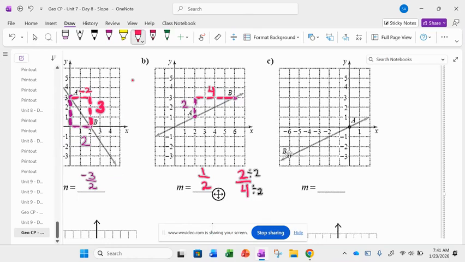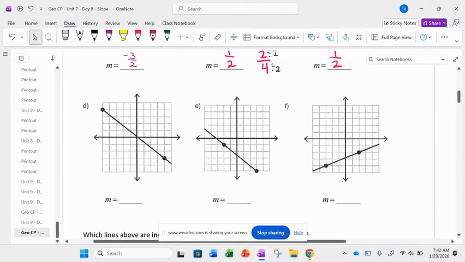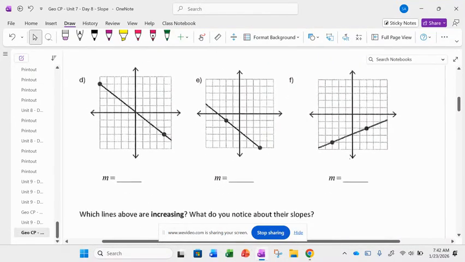Okay, so for letter C, I'm moving from B to A and I'm rising 1, 2, 3. So I'm going up 3, that's a +3. And then I'm running to the right 1, 2, 3, 4, 5, 6. So my rise over my run is 3 over 6, which simplifies down to what? A half again. So we divide top and bottom by 3 and we end up with 1 over 2. How many people got that? Okay, so you guys do D, E, and F by yourself.